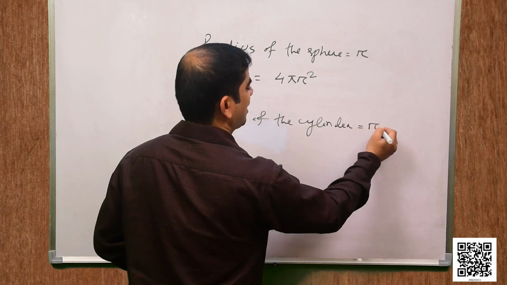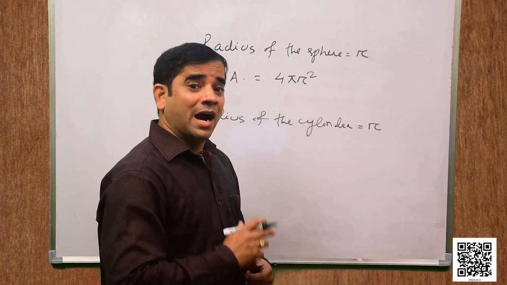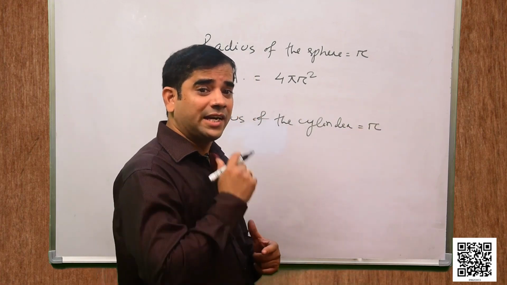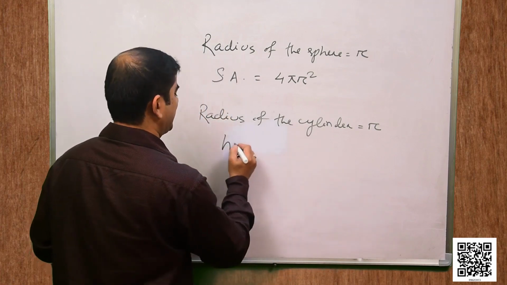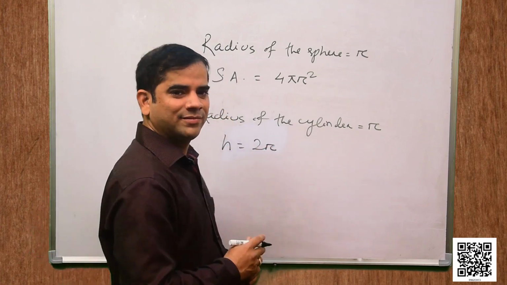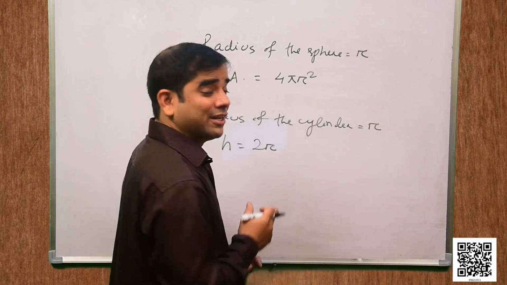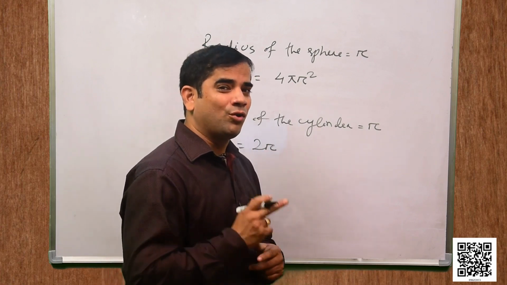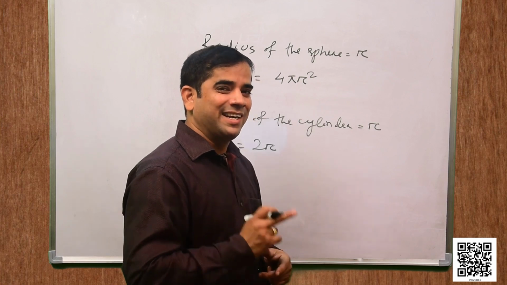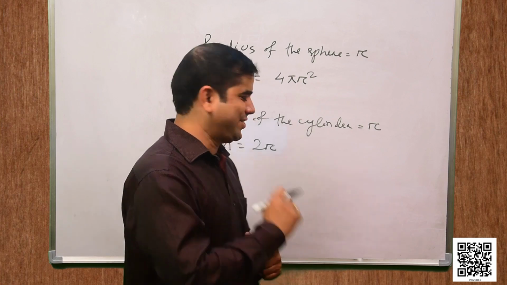The radius of the cylinder is equal to r. The height of the cylinder is twice the radius, so h is equal to 2r. Now, the curved surface area of the cylinder. Do you remember the formula for that? Hope you do. It is 2 pi r h.